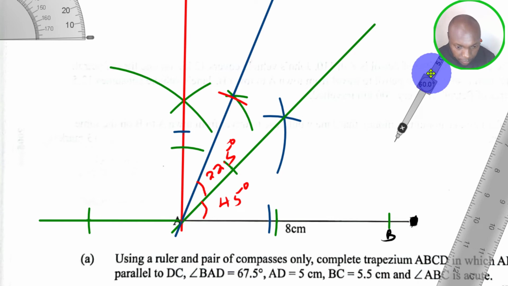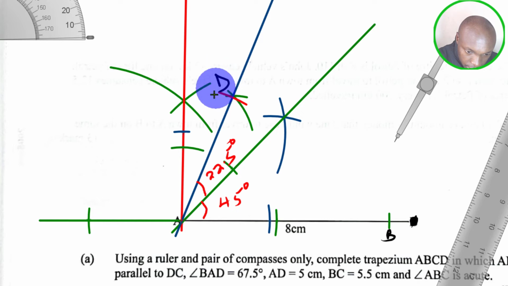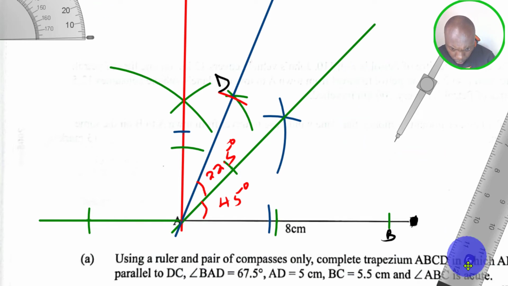So having 5, and now you should indicate here that this is D. Now D is there. This is the point where we have D. Now having that, the next thing is, BC is 5.5. BC is 5.5.